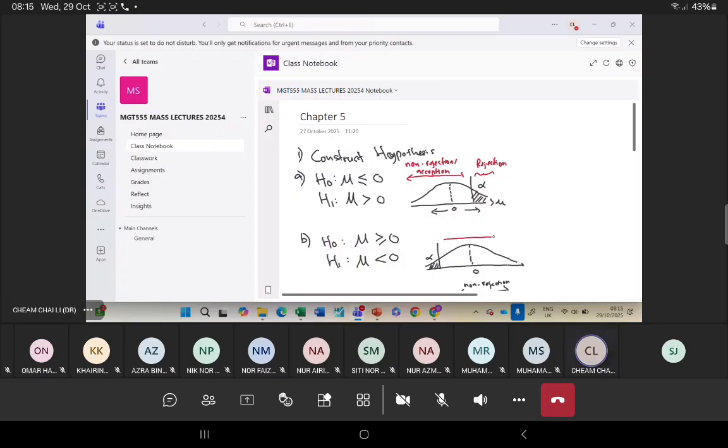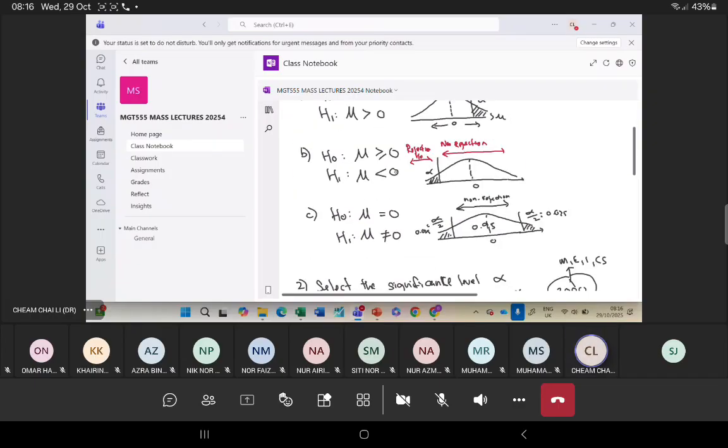Okay, same goes to this second scenario. Ini adalah rejection region, maksudnya reject HO lah, ya. Non-rejection region, so do not reject HO over here, right? So this is non-rejection region. And this is rejection region. So reject apa? Reject HO. Right? Rejection region. Kawasan yang kita buat rejection.